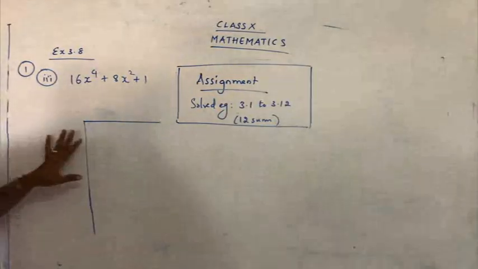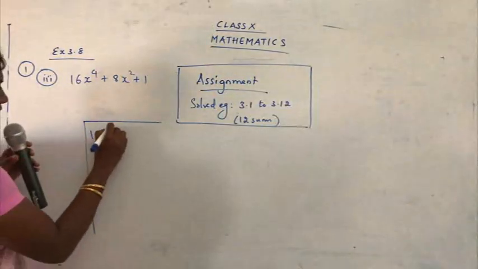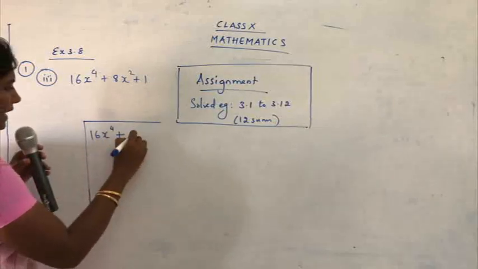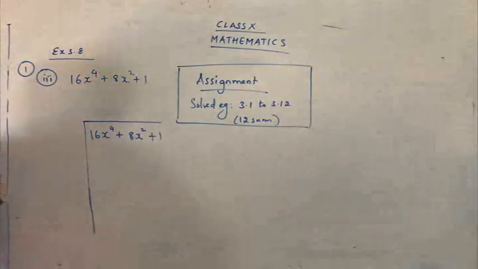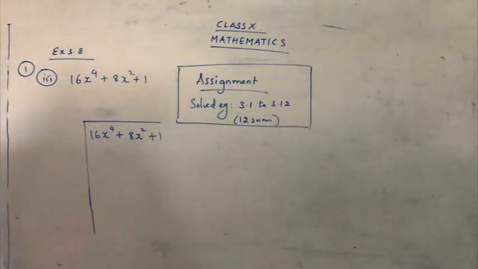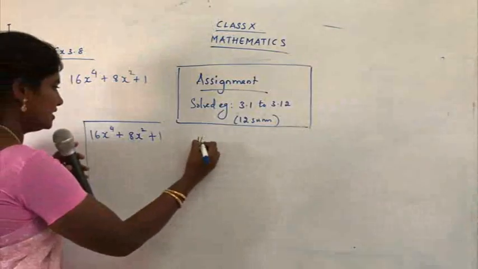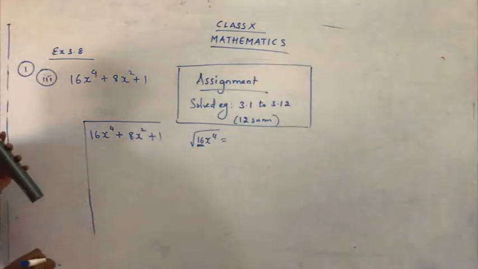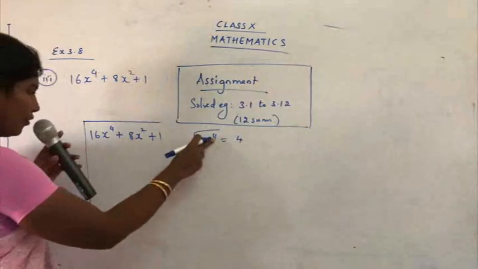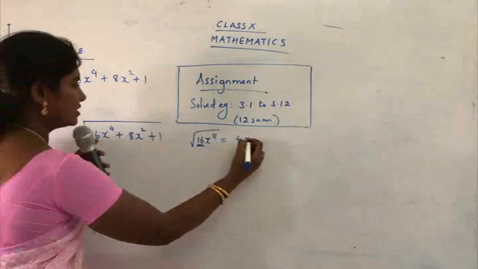So we have drawn a division line over here. Write down the values. 16x raised to 4 plus 8x square plus 1. So you have to take the first term here. What is the first term here? 16x raised to 4. What is the square root of 16x raised to 4? It's 4. 4 4s are 16. So 4. How are you going to write x raised to 4? x square, 2, 2. So x square.